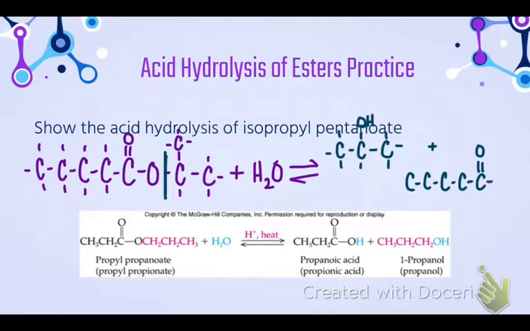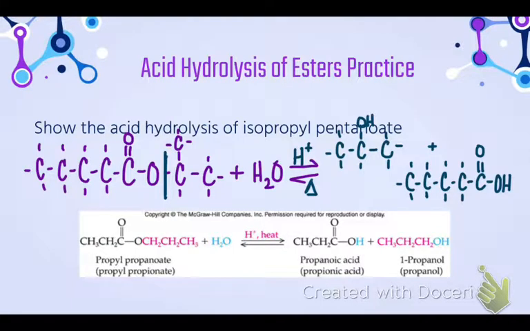Carboxylic acids are always on the end. So that H bonded on there, and then I'll put all my hydrogens in, and I have pentanoic acid as the other product. So I have 2-propanol and pentanoic acid as my products. Again, on the arrow, I forgot to write this in. I have my H plus, and I have my heat because this is acid catalyzed.